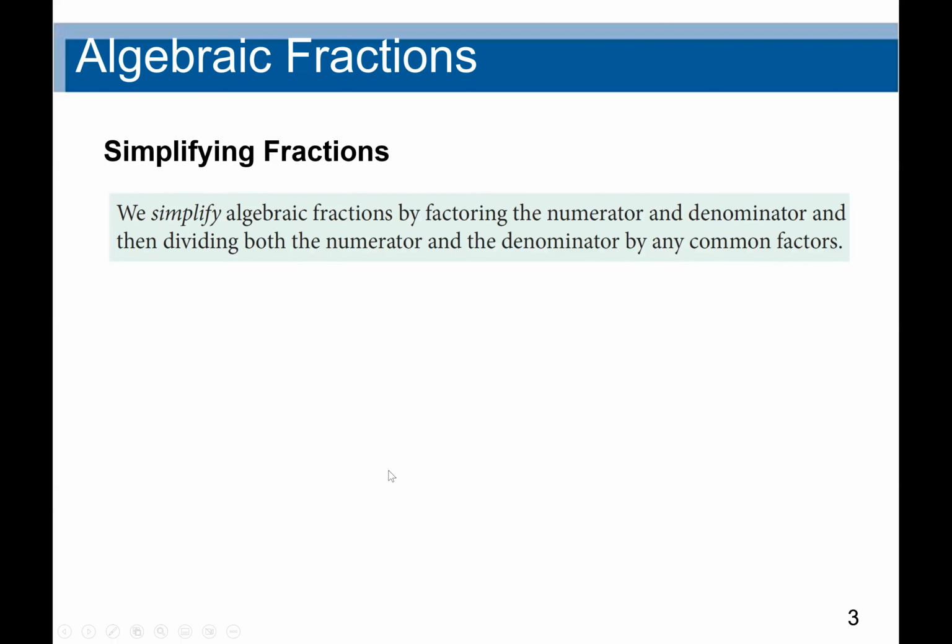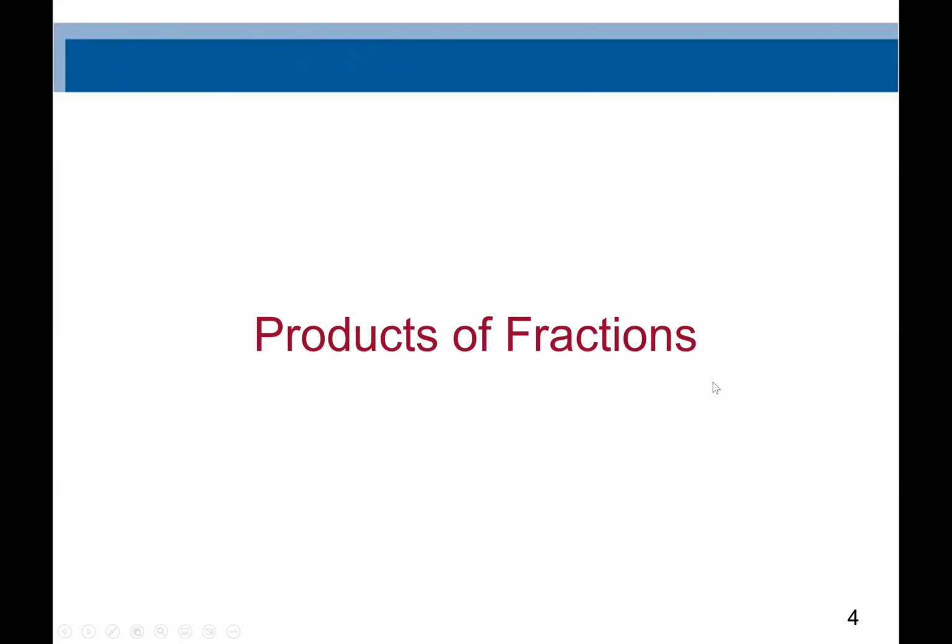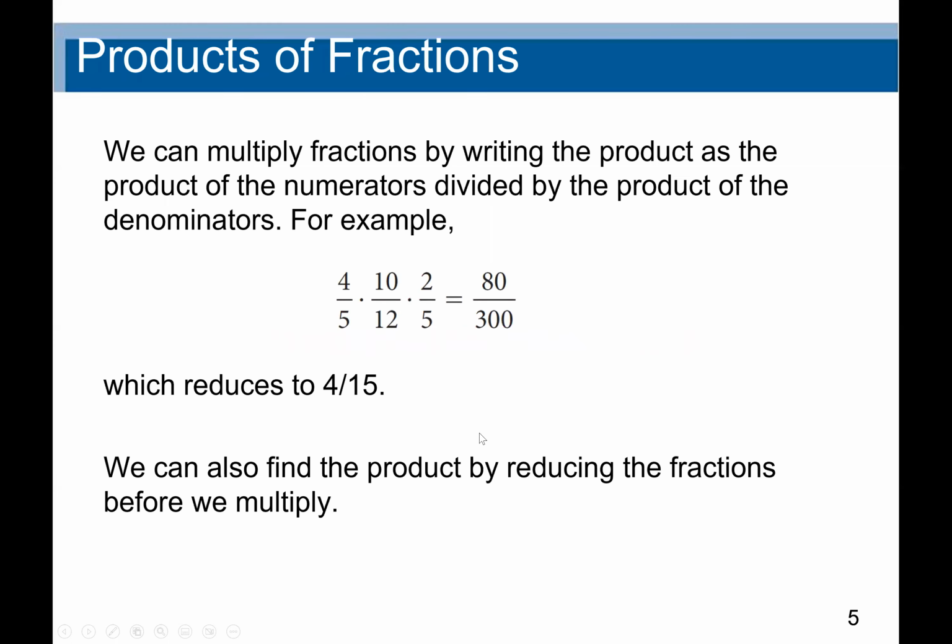Now, simplifying fractions. We can simplify algebraic fractions by factoring the numerator and the denominator, and then dividing both by any common factors. For example, we are going to start with the product of fractions. If we have 4/5 multiplied by 10 by 12 multiplied by 2 by 5, here we have 3 different fractions that are multiplied.